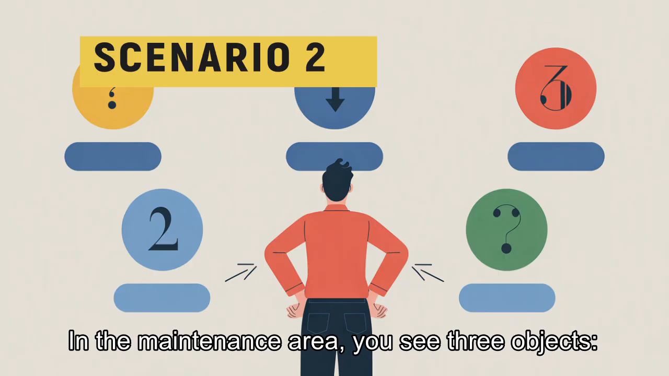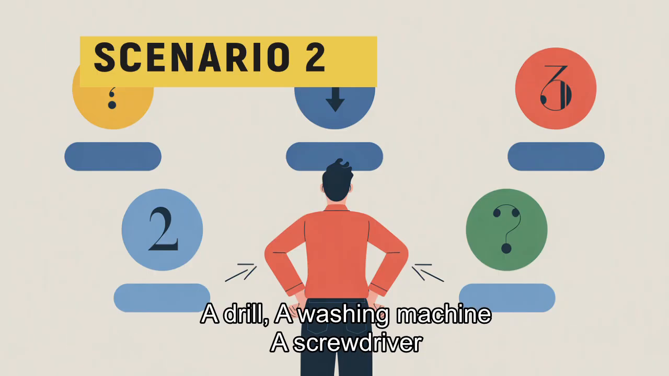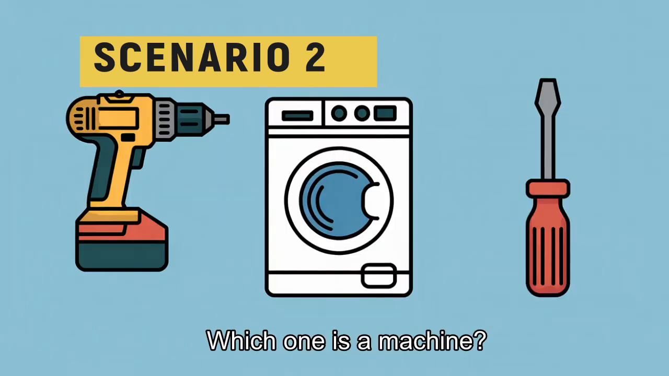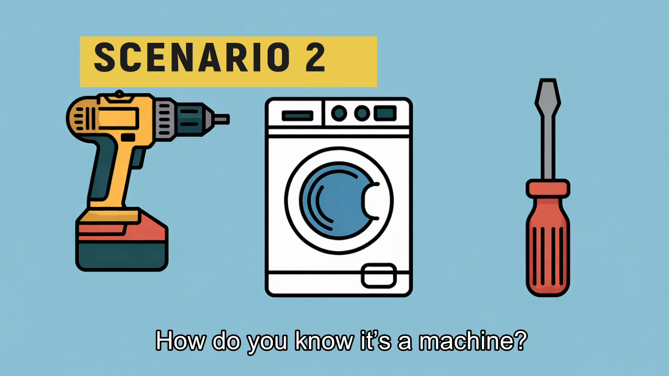In the maintenance area you see three objects: a drill, a washing machine, a screwdriver. Which one is a machine? How do you know it's a machine?